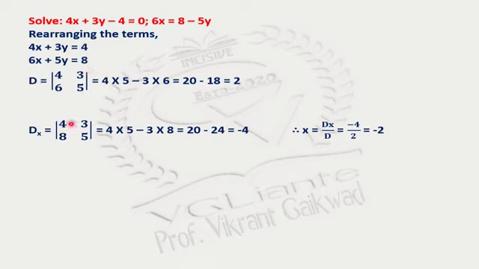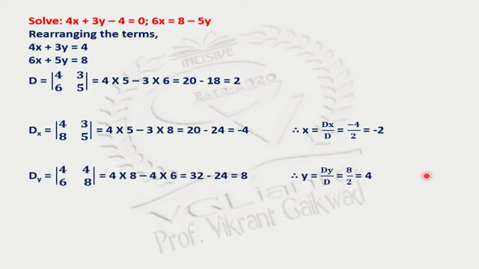Now you'll find determinant of x. C1, C2 are 4, 8. B1, B2 are 3, 5. You'll multiply them diagonally. So you'll get 4 into 5 minus 3 into 8. So that is 20 minus 24, that is minus 4. You've got the value of D, you've got the value of Dx. You'll get the value of x. So x equals Dx upon D, that is minus 4 upon 2, that is equal to minus 2.